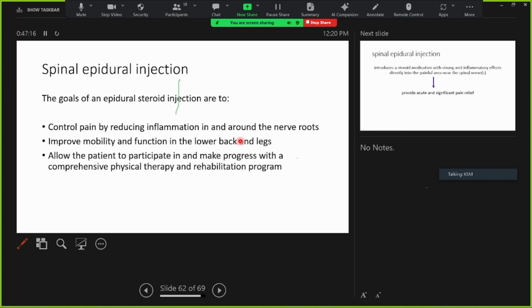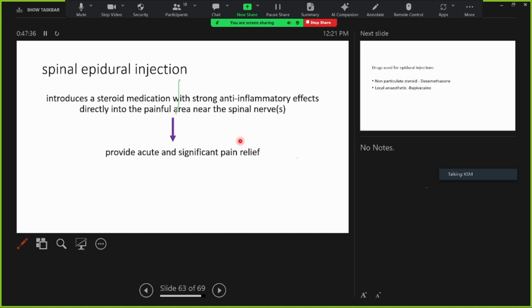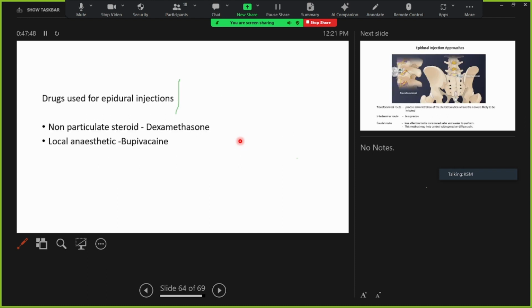Spinal epidural injection is also used for pain management. The goal of epidural steroid injection is to control the pain by reducing inflammation around the nerve roots. That will improve the mobility of the patient, and help the patient to continue with physiotherapy and other rehabilitation programs. When you introduce a steroid medication, because of the anti-inflammatory effects directly in the painful area, that will provide acute and significant pain relief.